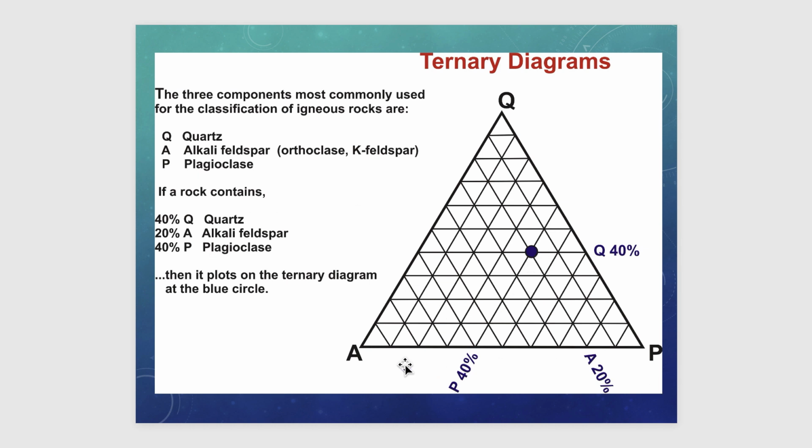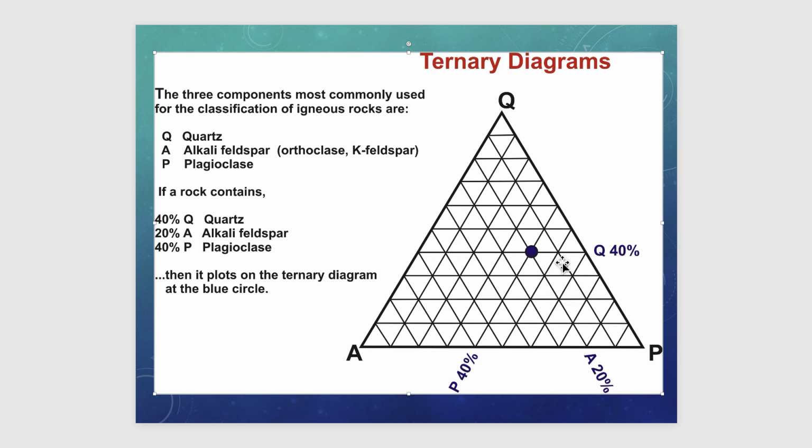You count the lines again. So if we have 40% quartz, remember, this is 100%, so that's 90. 90 goes to 80, 70, 60, 50, and 40. So the point has to lie on this line. But then we have to find out the 20% alkali feldspar, and so it's going to be the second line. So if this is the line in which I have 10% alkali feldspar, that's my 20% line.